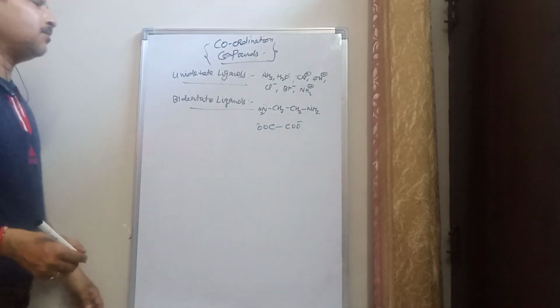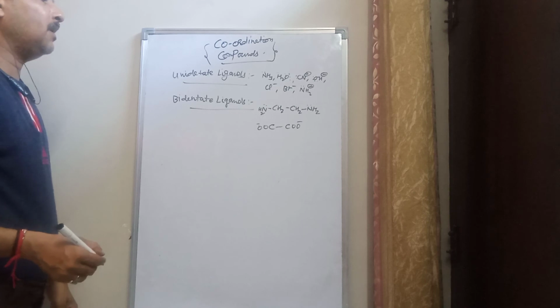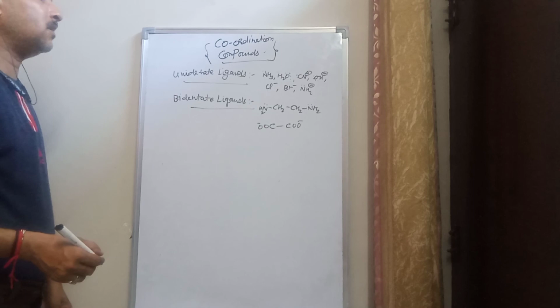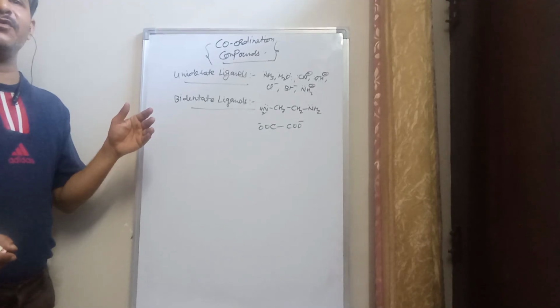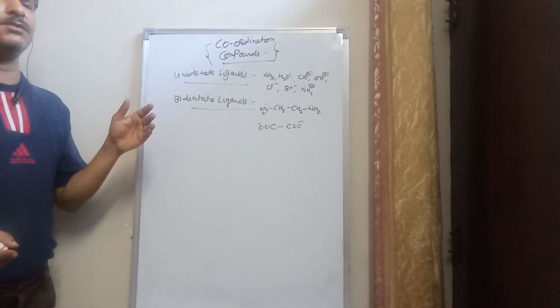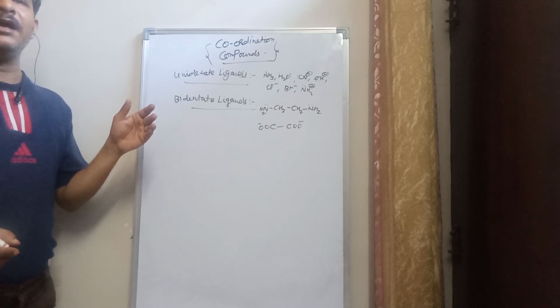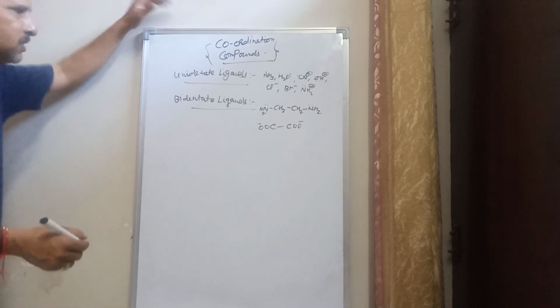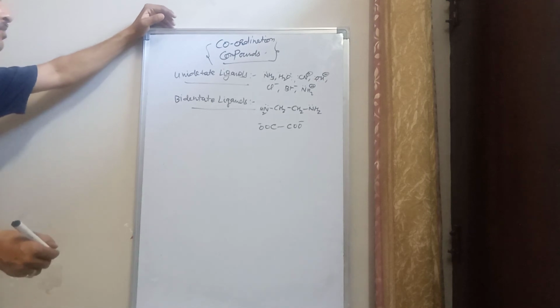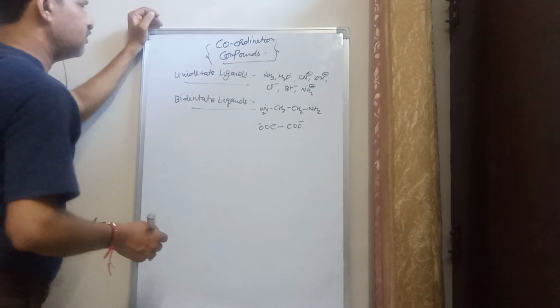So can you tell me how many sites the oxalate ion provides to the central metal atom or cation in the coordination sphere? If you know the answer to this question, just put it in the comment box. We are going to tell you about the ligating sites of the oxalate ion: two oxygen atoms provide the linkage to the central metal atom or cation in the coordination sphere. That is why these are known as bidentate ligands.